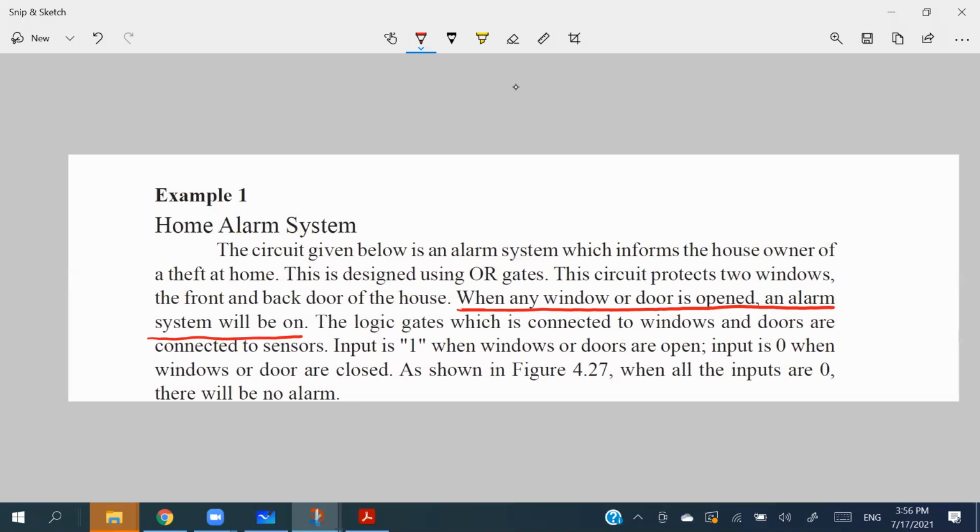Input is 1. So this is another important thing. Input is 1 when windows or doors are open, right? Input is 0 when windows or doors are closed, right? So those are the 2 states of the inputs. If the door or a window is closed, it is indicated by a 0, right? And if a door or a window is open, it is indicated by a 1, right?